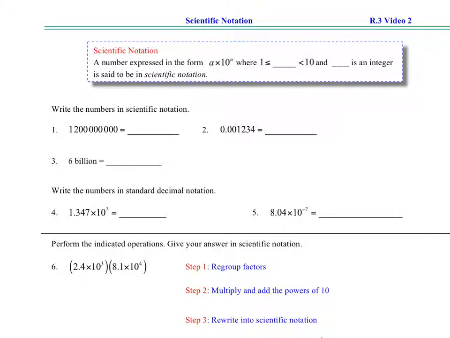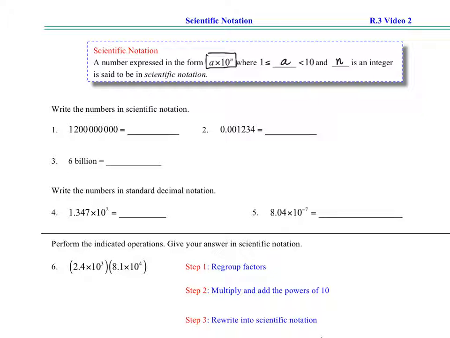We're going to look at scientific notation. So if you have some number, it can be a decimal between 1 and 10, and that's being multiplied by 10 to a power, where n can be positive or negative, but it just needs to be a whole number. So then this is scientific notation.